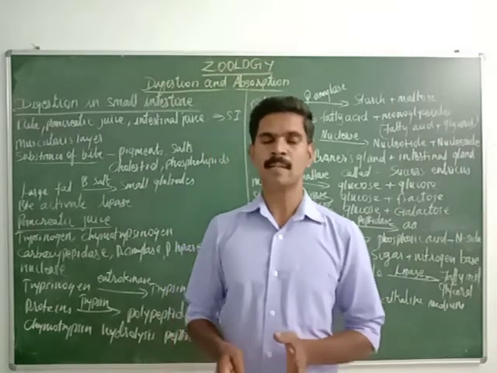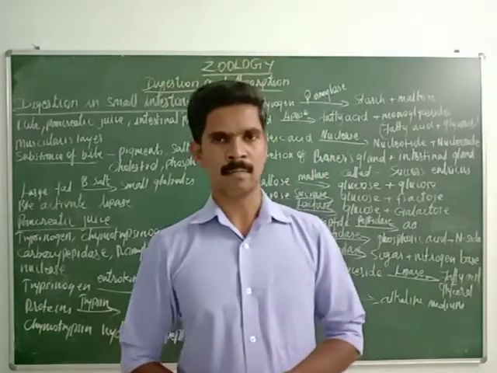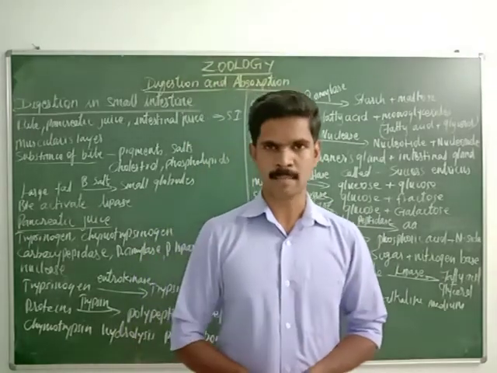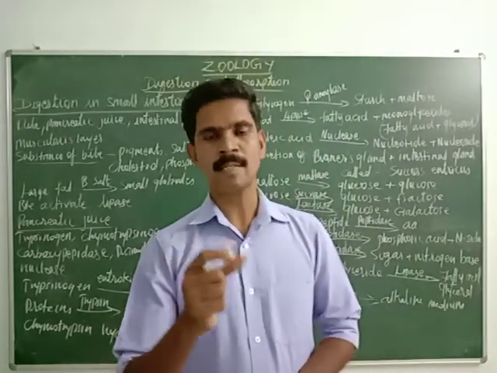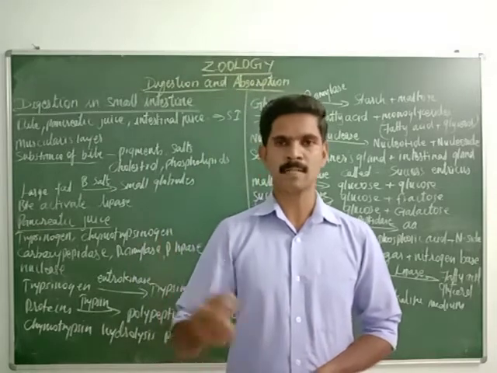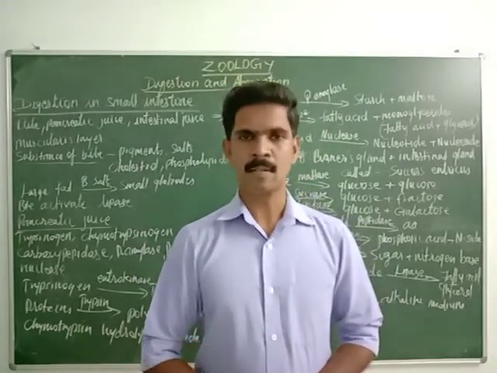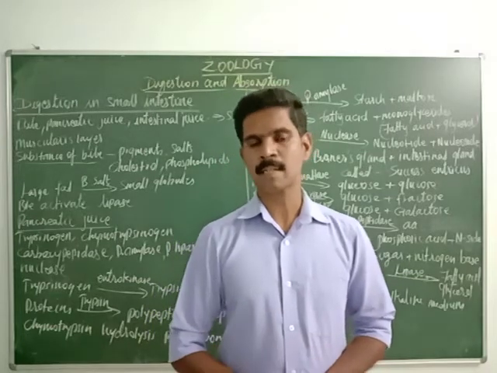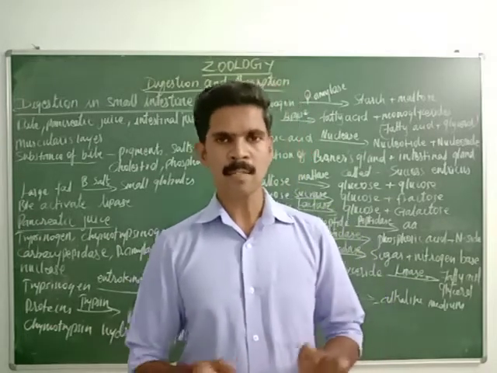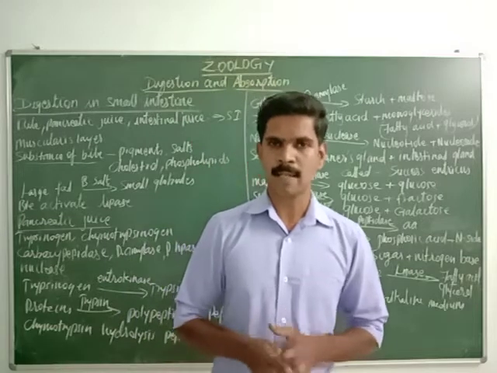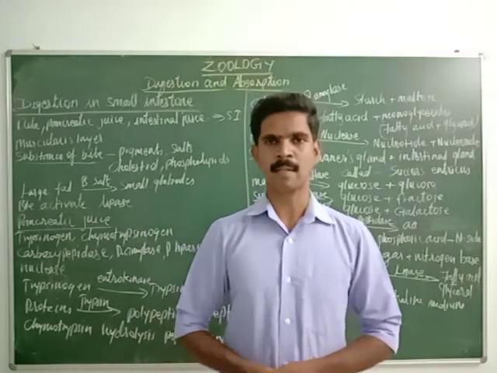Okay, so dear friends, the next point about digestion in the small intestine is the same. Already we have studied that the wall of the alimentary canal is made up of 4 layers. The first layer is called the serosa, the second layer is called the muscularis, the third layer is called the submucosa, and the inner layer is called the mucous membrane. So these are the 4 important layers present in the wall of the alimentary canal.